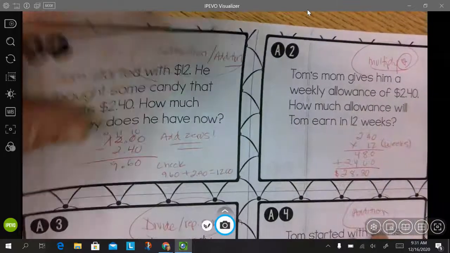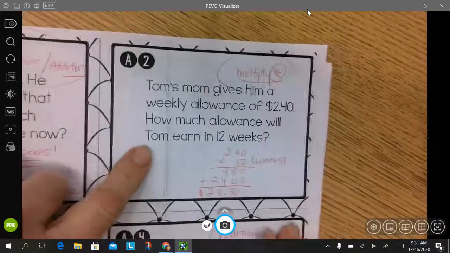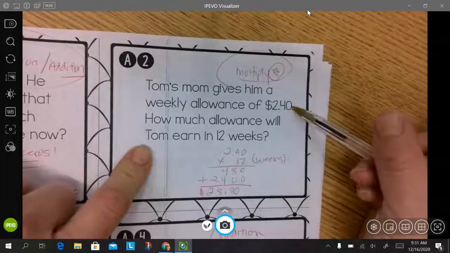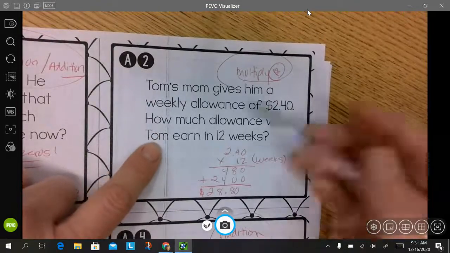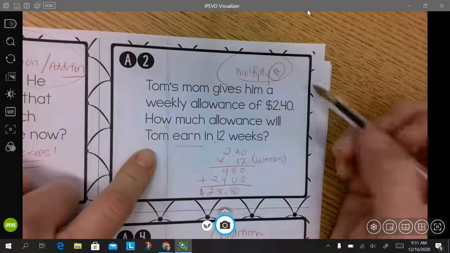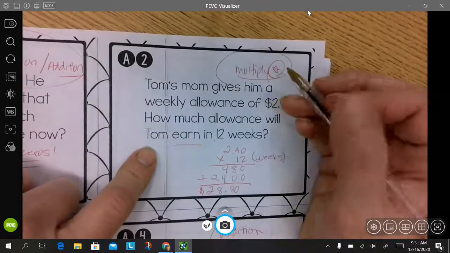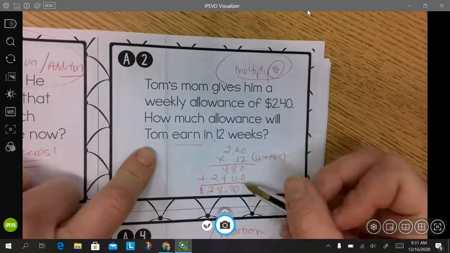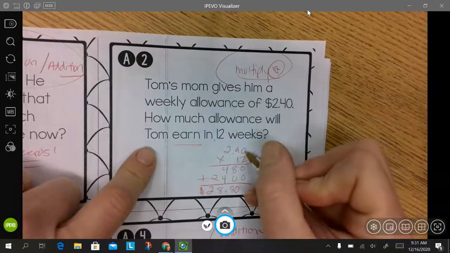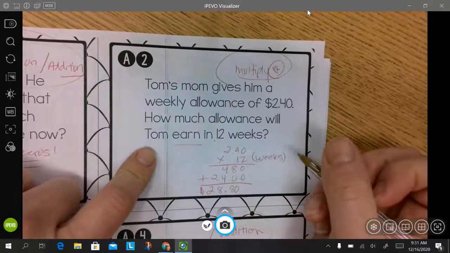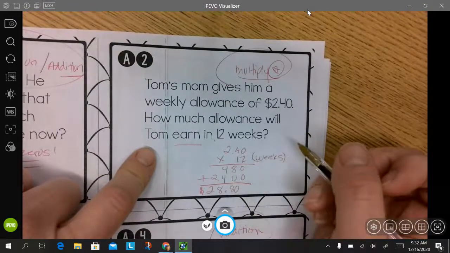That's A1. Here's A2. Tom's mom gave him a weekly allowance of $2.40. How much allowance will he earn in 12 weeks? You want to use multiplication for that, or you could always use repeated addition if you wanted to. When you work out your problem, you want to make sure that you have two decimal points in your answer. And the reason why is because you have two in your question.